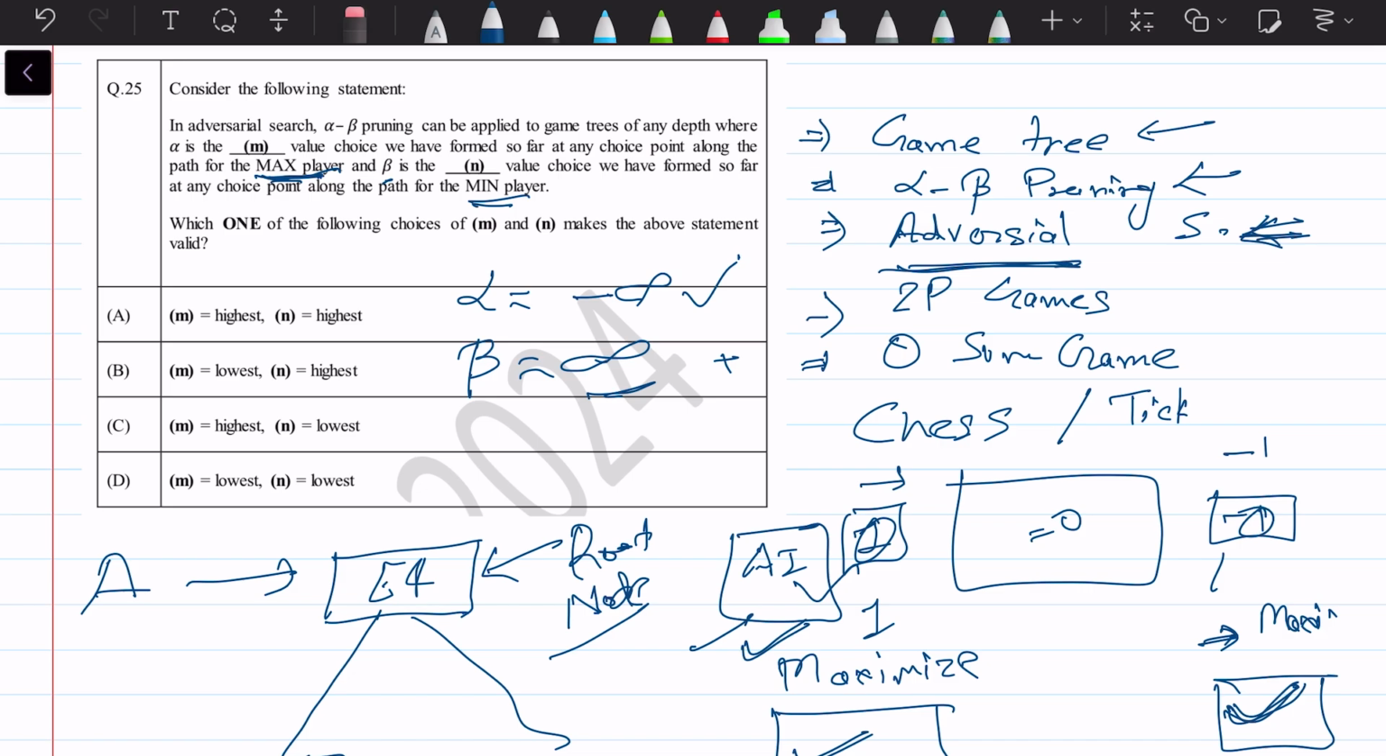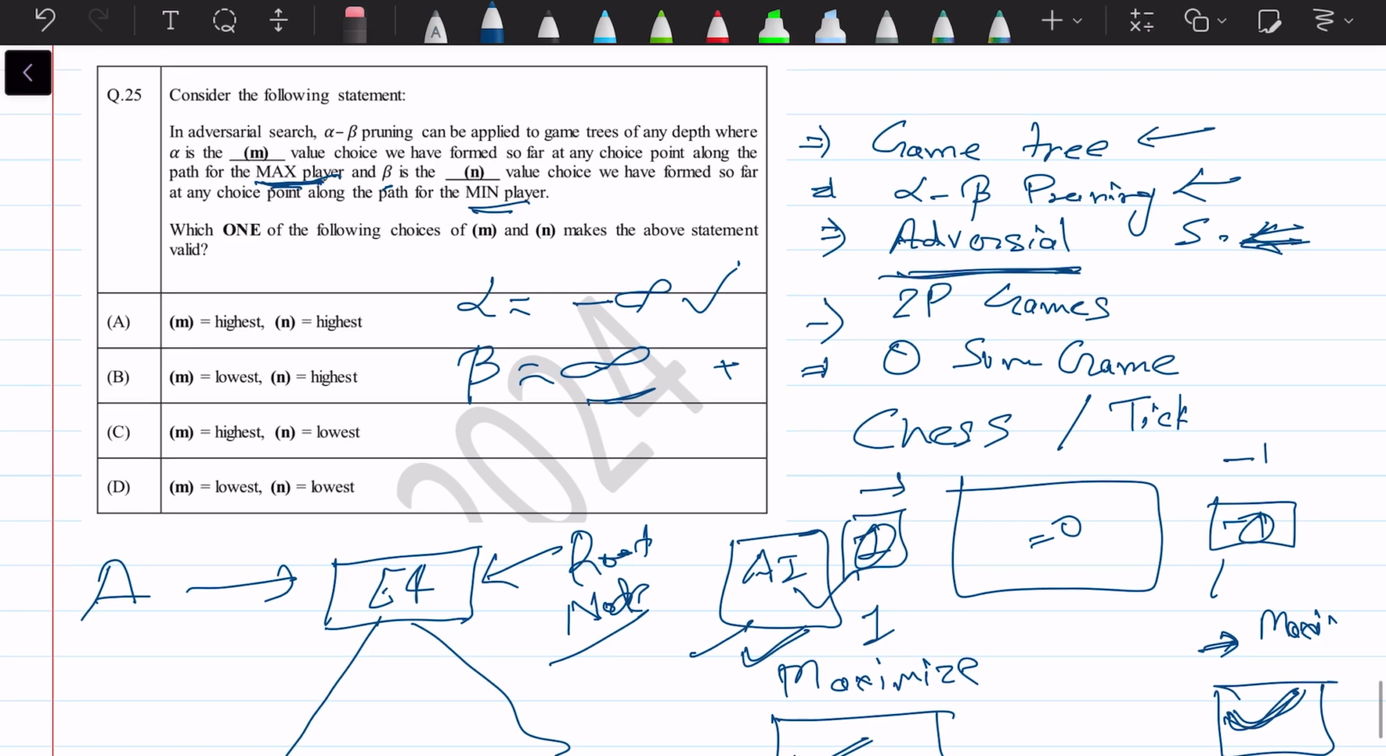In adversarial search, alpha-beta pruning can be applied to game trees of any depth, where alpha is the dash value choice we have found so far at any choice point along the path for the max player. So when we are going through these paths, we will be finding some values, and these nodes will have values written in them. We started with negative infinity, and whenever we find a larger value, we keep updating it. So at some point, this max player will have the highest value found till now.